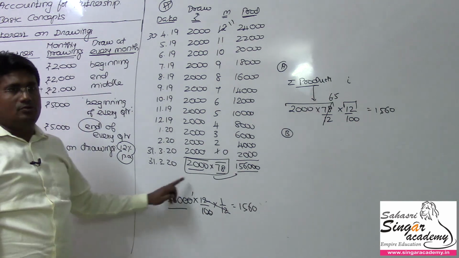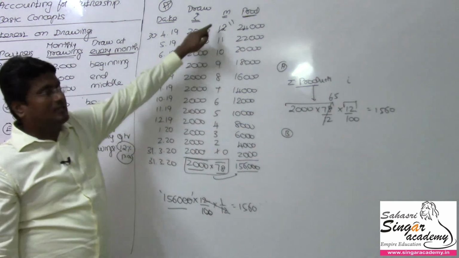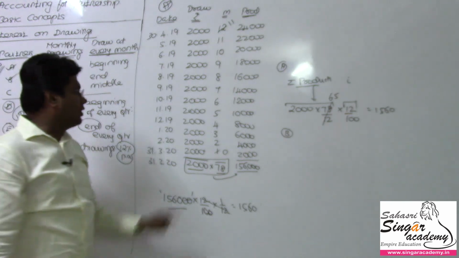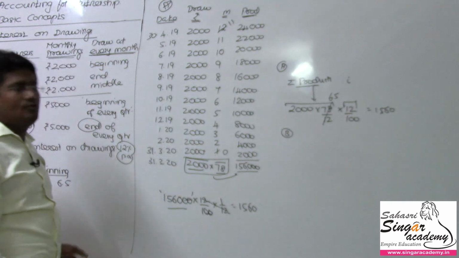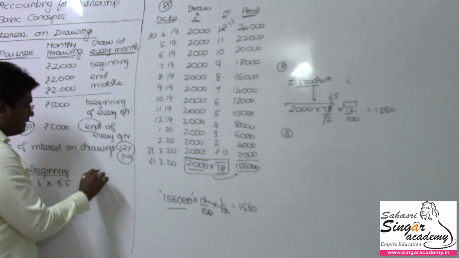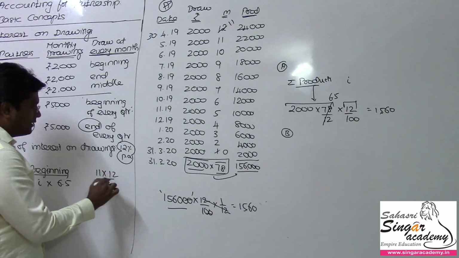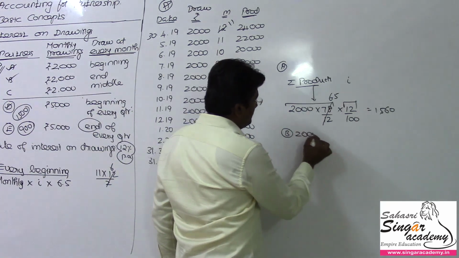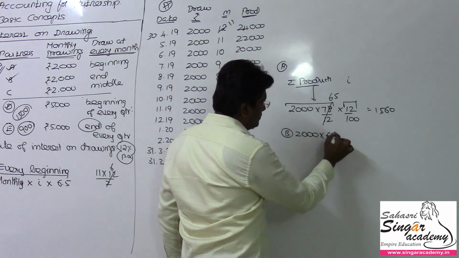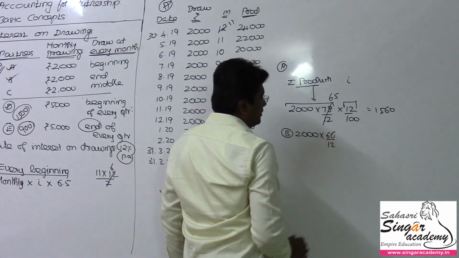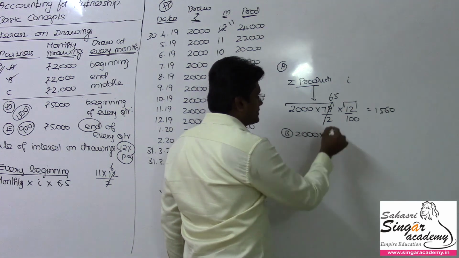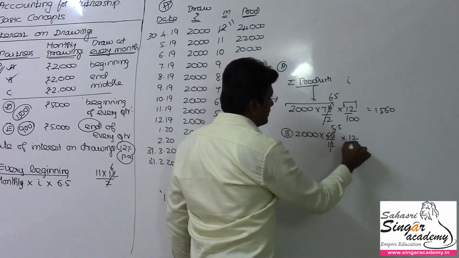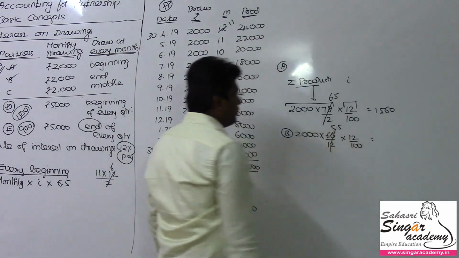Now what you have to do? 2000 should be multiplied with the summation of this number, the summation of 1, 2, 3 up to 11. Again you can use the formula n into n plus 1 by 2, that is 11 into 12 by 2, which is 66. So the value will be 2000 into 66 by 12. 66 by 12 is nothing but 5.5, into rate of interest. This is how you can calculate.